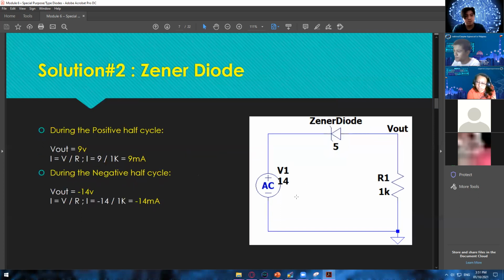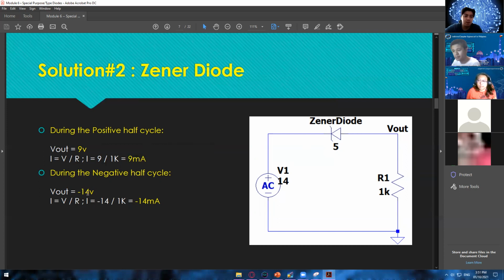So let's go back here. In here, we're going to have an output of 14 minus 5, which is now equal to 9 volts. And then for the current, just use I is equal to V divided by R. So we have 9 volts divided by 1K, we will get 9 milliamps.